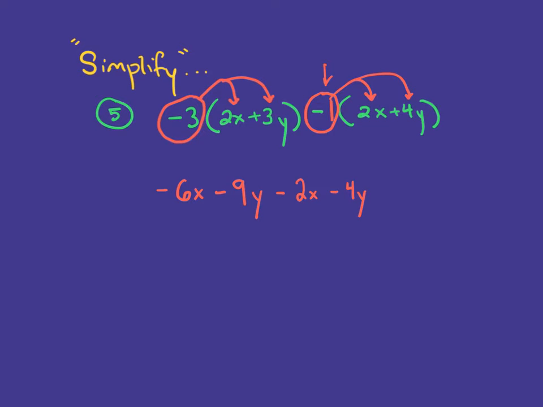And then next, doing what we've done before, putting our like terms together. We've got two x terms there. We've got some y terms. Again, make sure you notice that it's -6 and -2. -9 and -4.